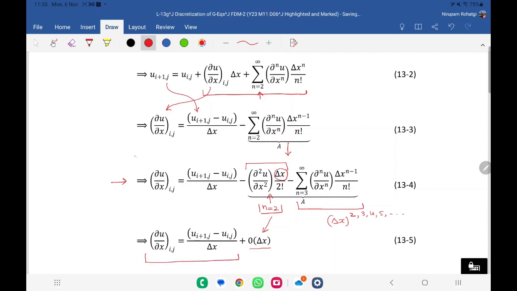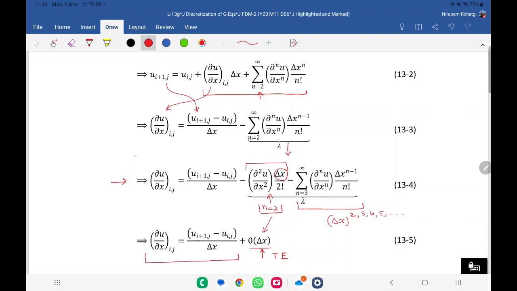So what we are telling is that this is called truncation error. It's better to give the name here. This is called truncation error. What does it mean? That at this point, terms which are of this order and higher order have been dropped. So this is the error in our formulation. So this is called truncation error.